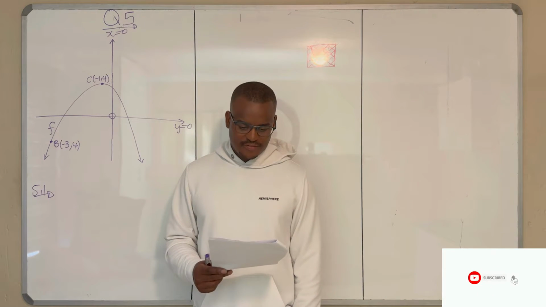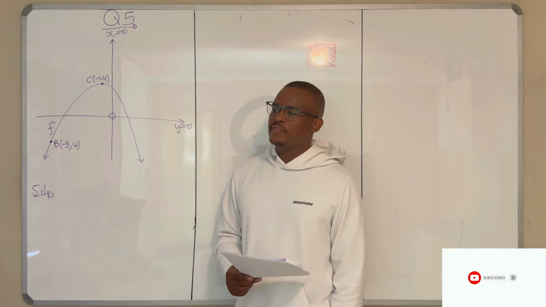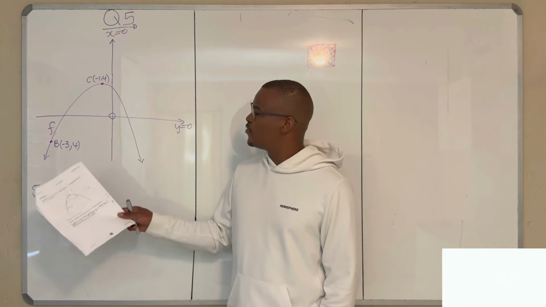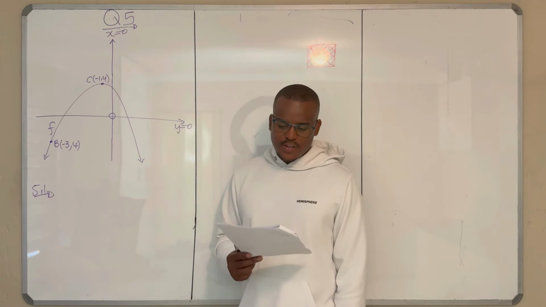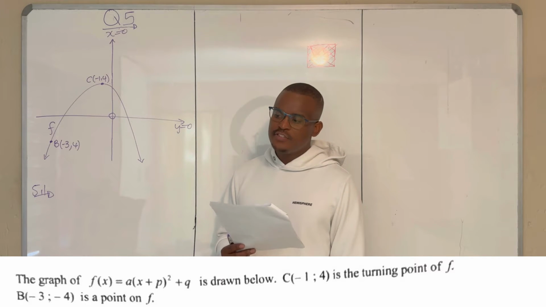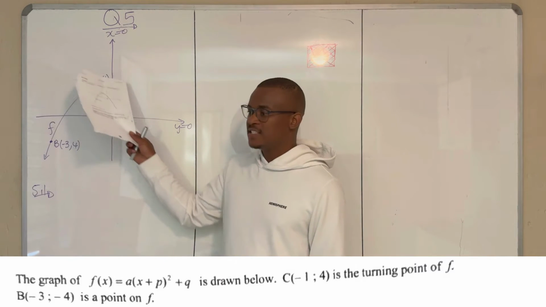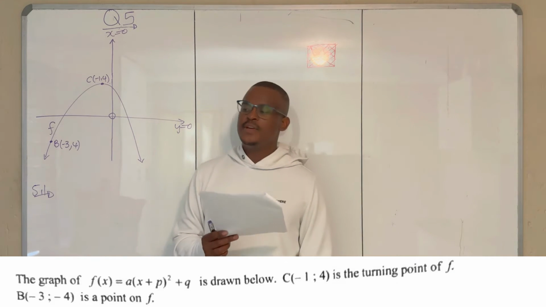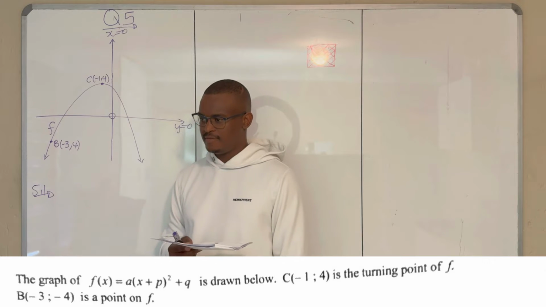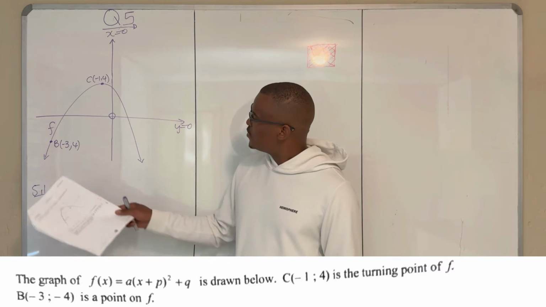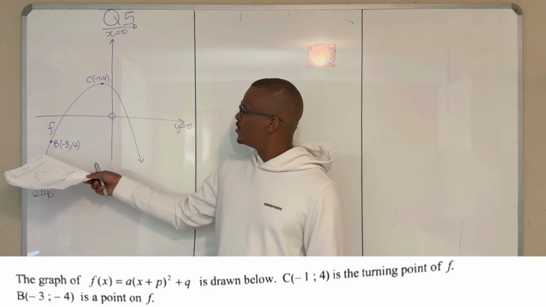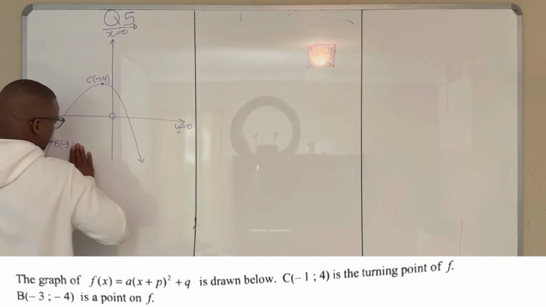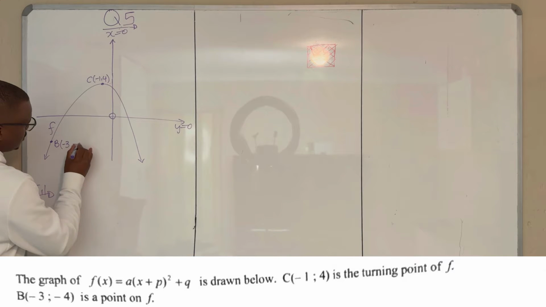So in this video, we're doing question 5 of the May/June 2025 question paper, Mathematics Paper 1. The topic is functions, as you can see on the parabola here. They're saying the graph of f is drawn below. Here's f, the parabola. C is the turning point of f, and B is just another point on f. You have a parabola here, a turning point, then another point. This should be minus 4 here, not just 4, minus 4.